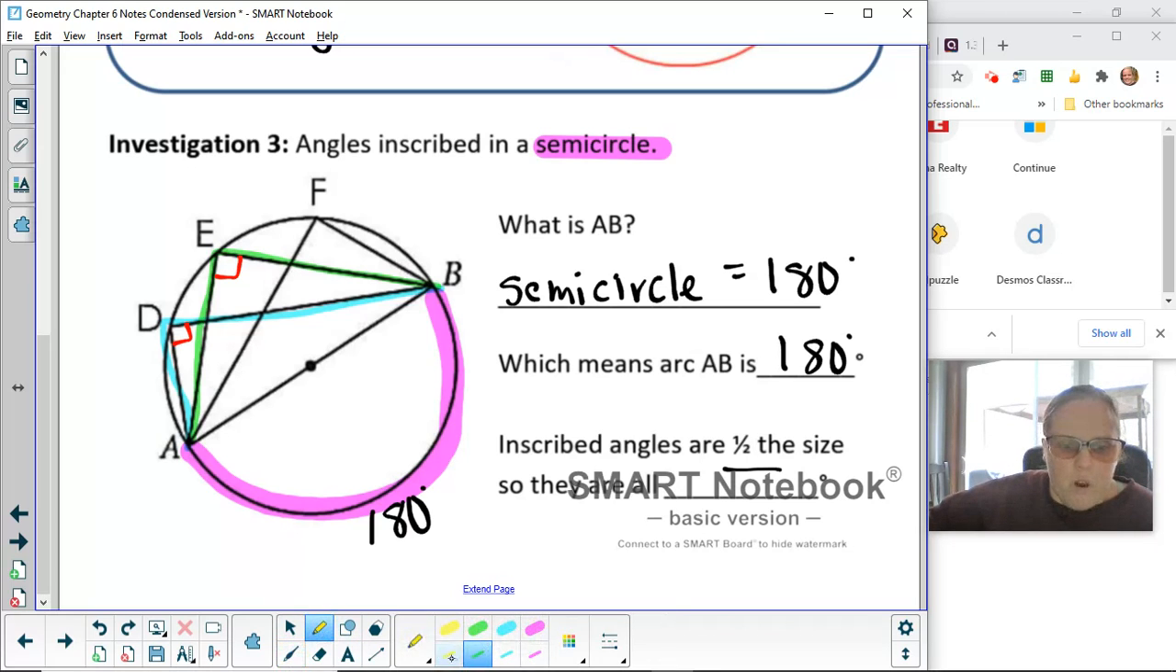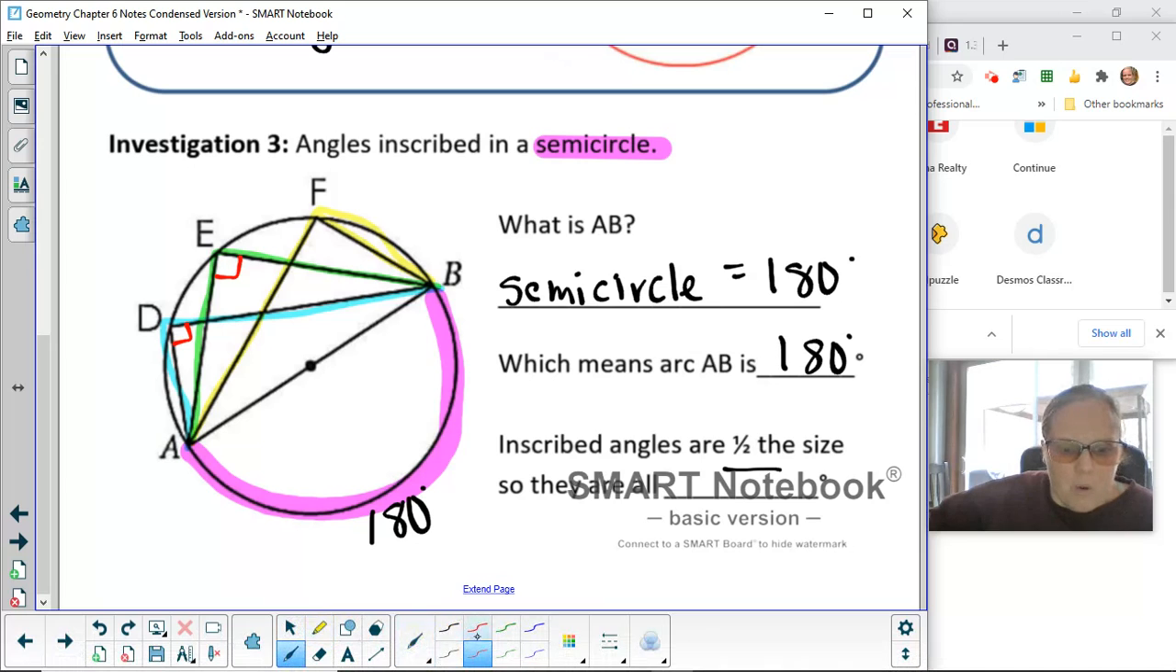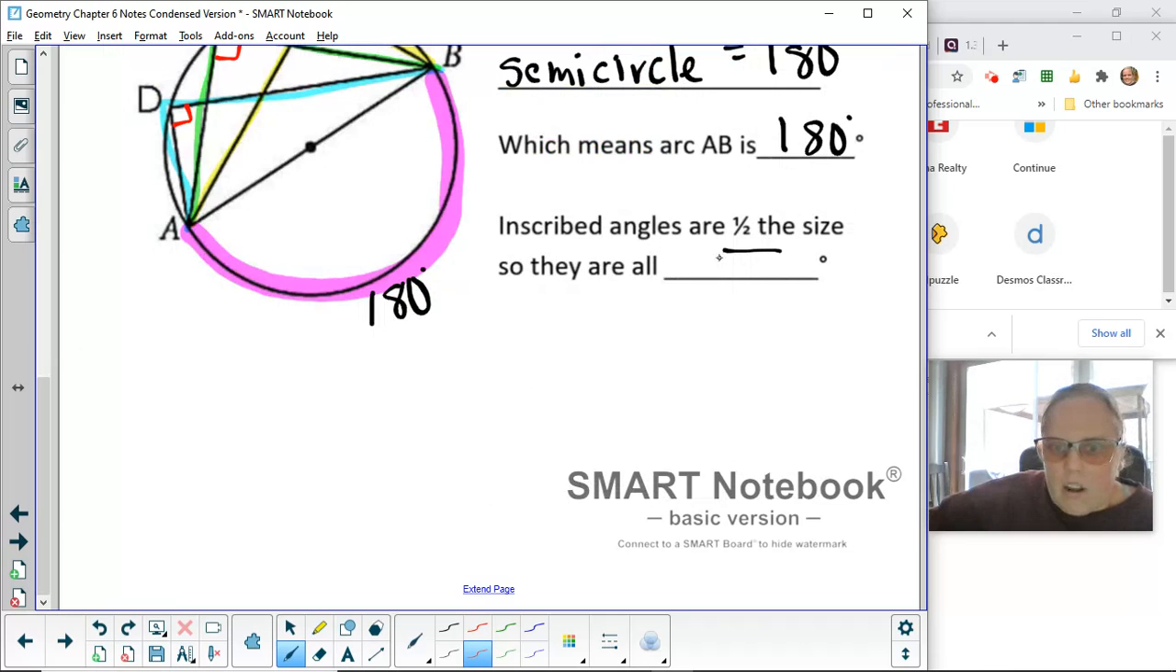And finally, we have one more inscribed angle, AFB. Oops, got a little excited there. That one is also touching our semicircle. So it is also half the size of that 180, or 90 degrees. And again, because each of these inscribed angles is touching the same intercepted arc, they have to be the same size as each other. So this last one says they are all 90 degrees.